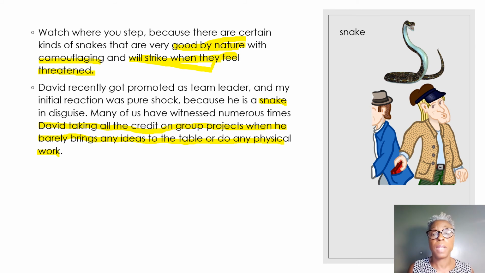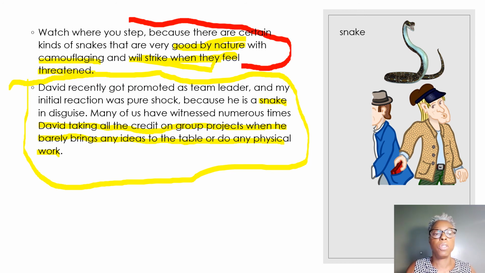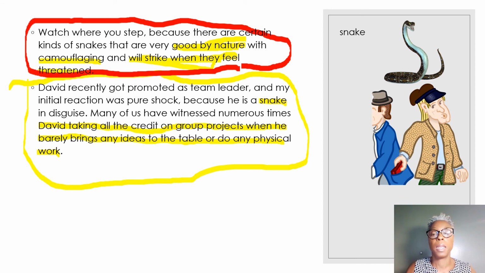It can have a positive connotation or it can have a negative connotation. In this case, with this short excerpt here, we can see that snake has a negative connotation. In the text above here, snake is used in its denotative meaning. In other words, it is literal. It is the dictionary's definition of what a snake is.